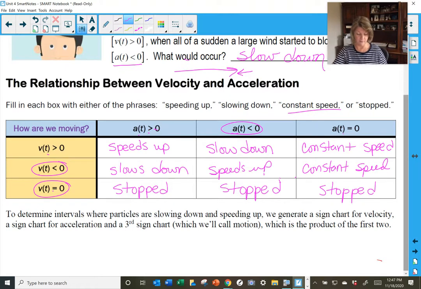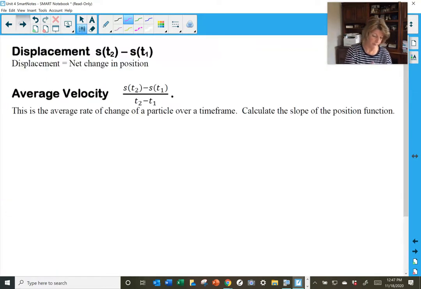To determine intervals where particles are slowing down and speeding up, we usually generate a sign chart. And that's going to be something new that I'll introduce you to today for velocity. We can also introduce an acceleration sign chart and a third chart that we can call motion, which is the product of those first two. Like I said, if I had a positive velocity times a positive acceleration, I'm going to get a positive result, meaning it's going to speed up. And if I have a negative one and a positive of the other, then they multiply to give me a negative. Things are going to slow down.